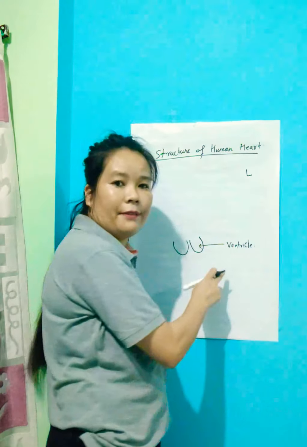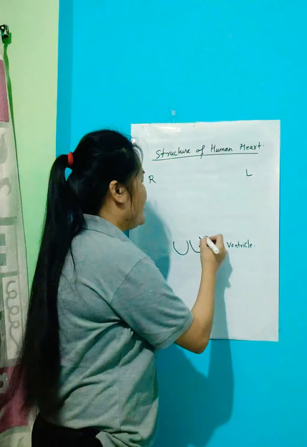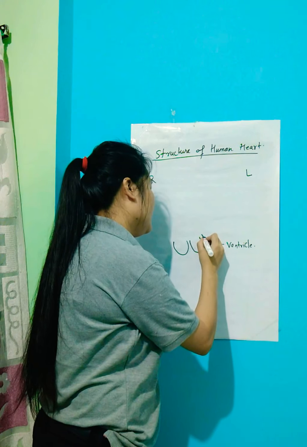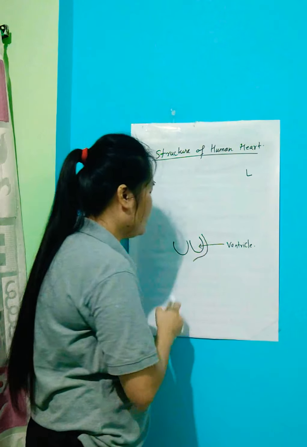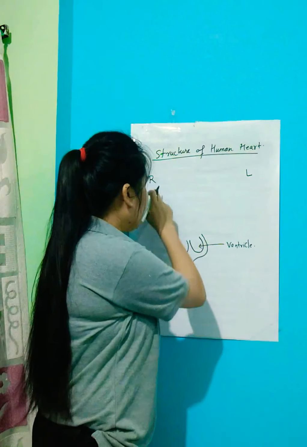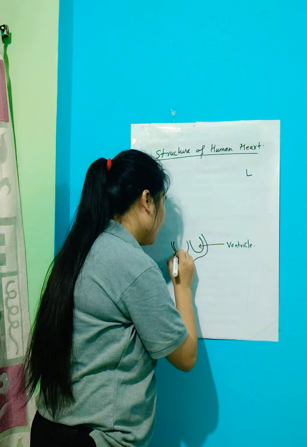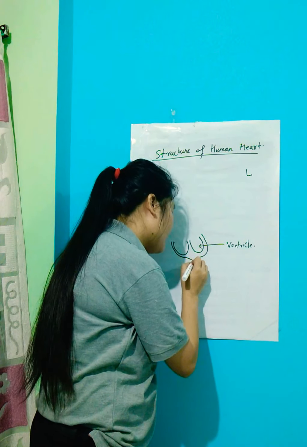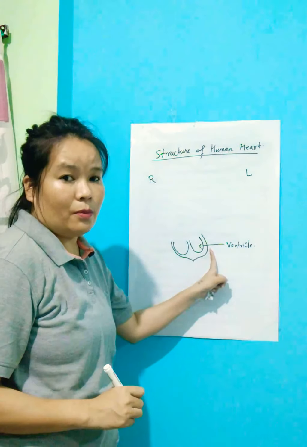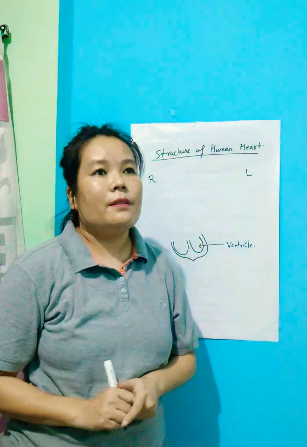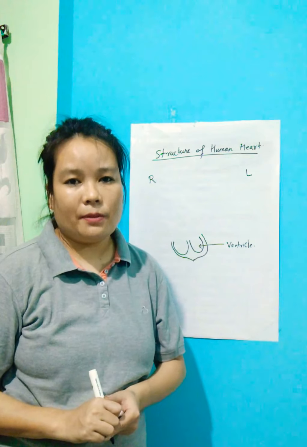Which ventricle? Left ventricle. Now you have to keep in mind that the left ventricle is thickly walled. I'll tell you why. Whereas the right ventricle is thinly walled, or it is having a thin wall. Why is the left ventricle thick walled? Because it has to pump the blood to the different parts of the body.